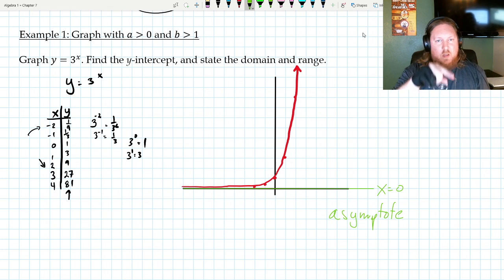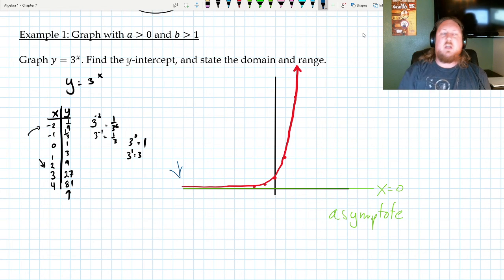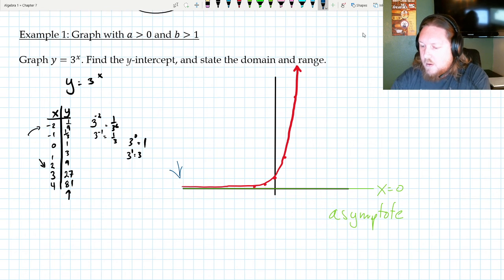So it starts really, really close to it. You can see it being really close down here on the left-hand side. It's really, really close. It's almost touching it. But it doesn't matter how far negative you go, it's never going to cross that line. It's never even going to touch it. On the right-hand side, it's just going to get bigger and bigger and bigger up forever. So that's our function. That's our graph right there.